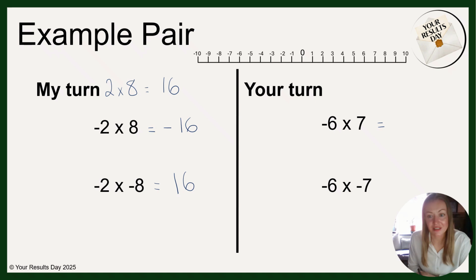Negative 6 times 7 is negative 42. You may have done 6 times 7 to begin with, just to work that one out first and then introduce the 1 negative. And then when we have 2 negatives, so negative 6 times negative 7, that takes us back to the positive form, which would be positive 42.